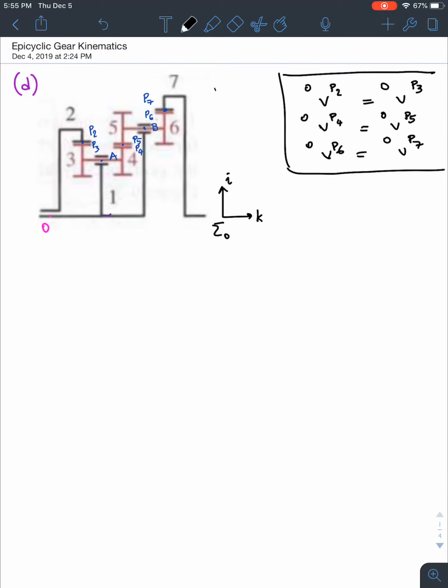So here we have 7 gears. Gears 3 and 4 are on the same shaft, part of the same rigid body, as are gears 5 and 6. They are part of the same rigid body as well.